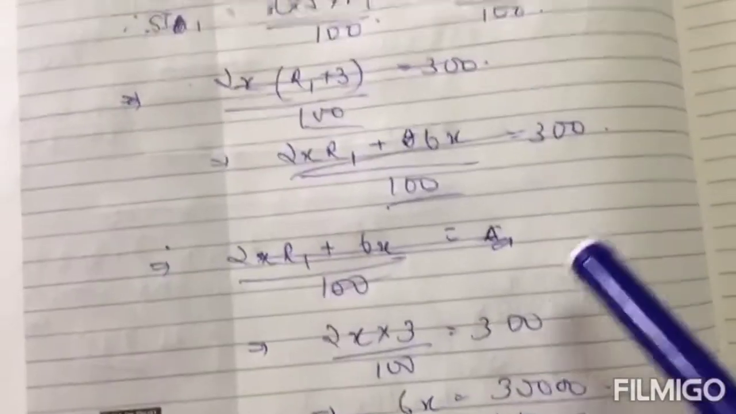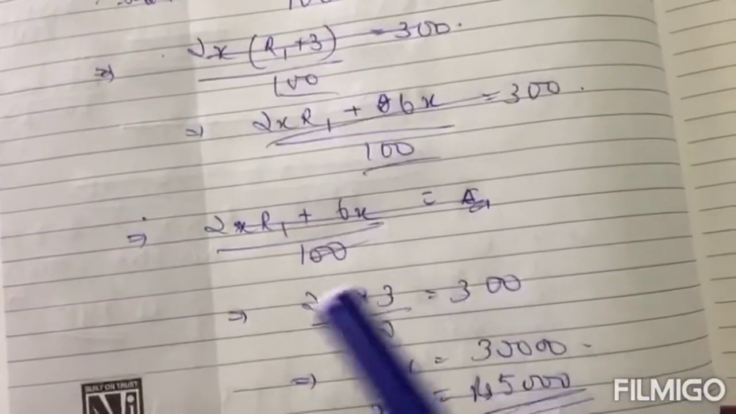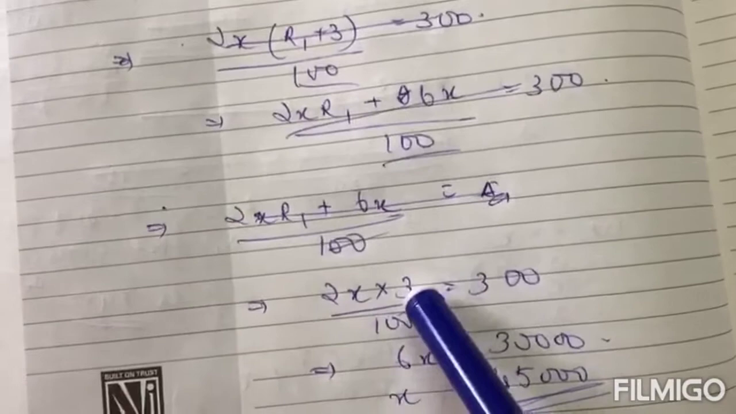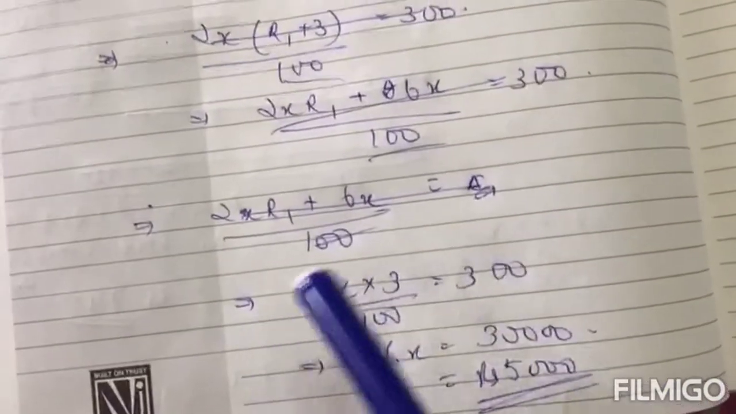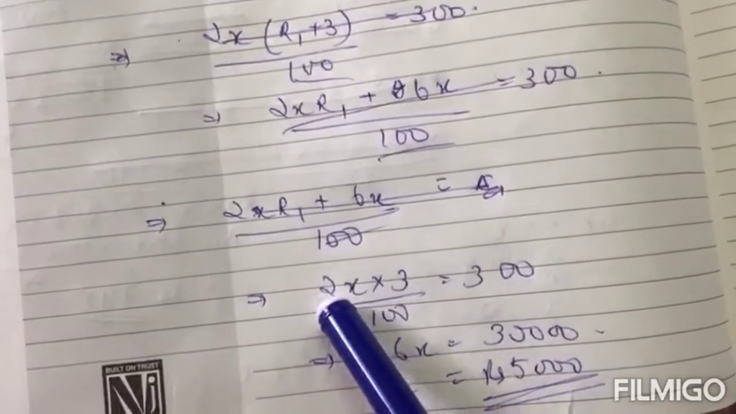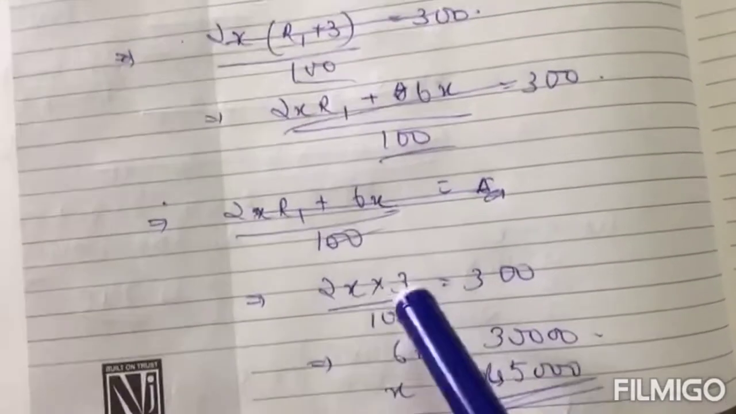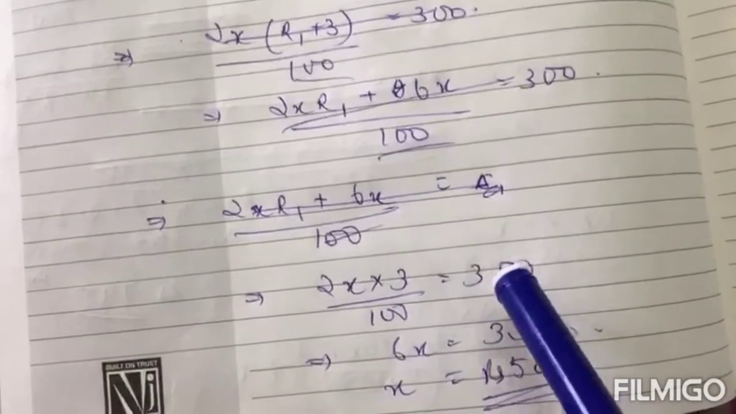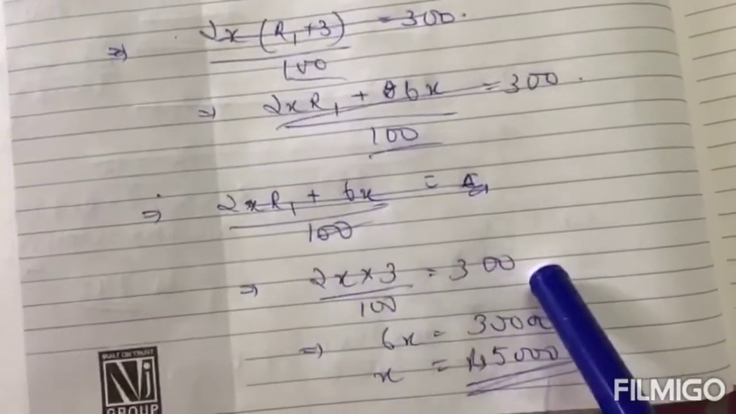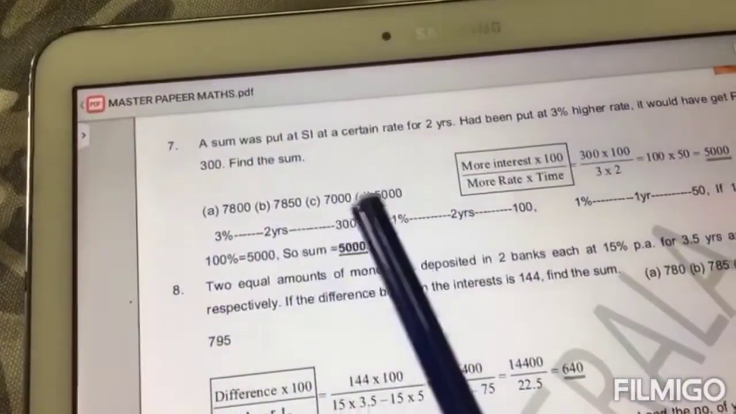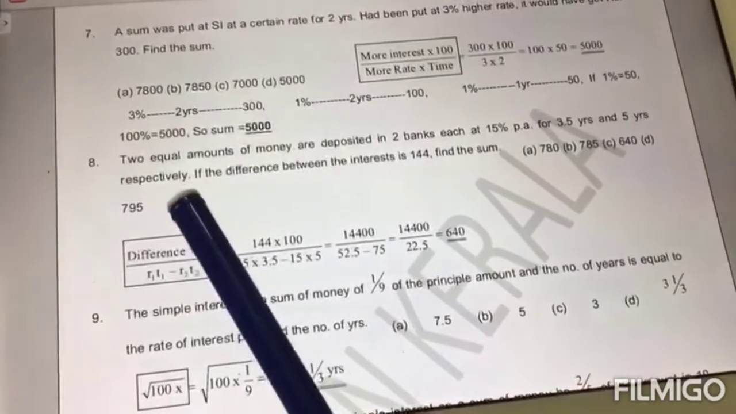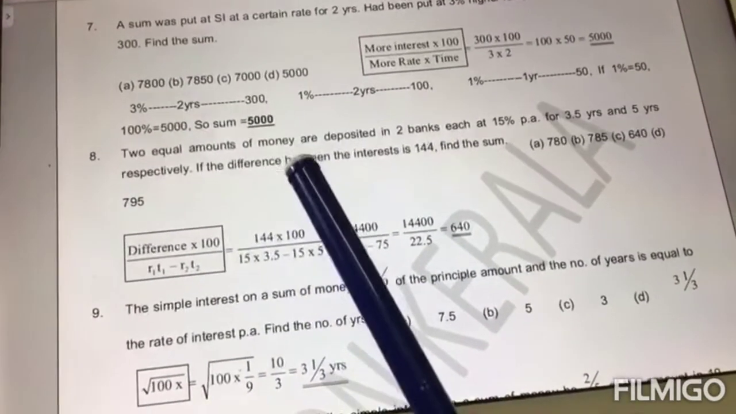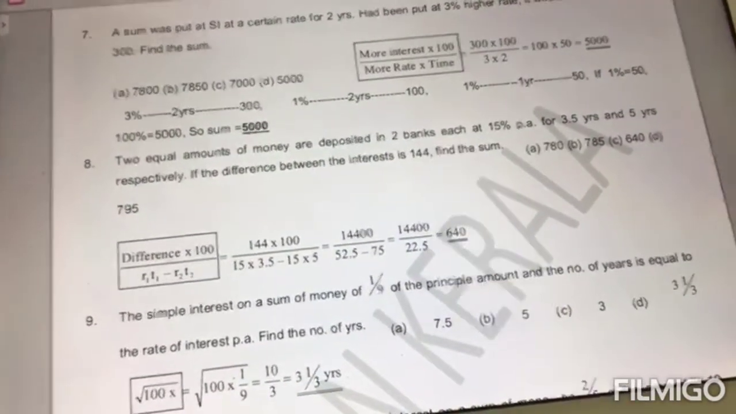In the second case, they are saying if the interest rate was higher at 3%, then the simple interest would be 300. So let us write it down. It is 2 years into X amount invested into 3 by 100, which they are saying is equal to 300. When you solve for X, you will get 5,000, which is the total amount invested, which is the correct answer.